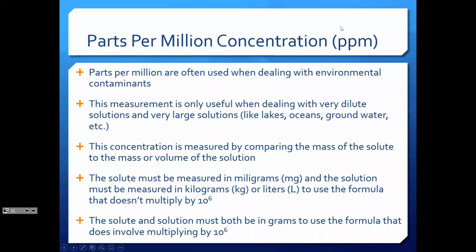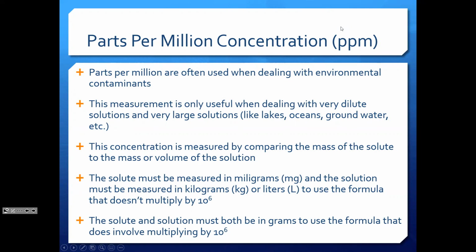The next type of concentration is parts per million, which is usually used when we're dealing with environmental contaminants. It's really only useful if you're dealing with really, really dilute solutions and very, very large solutions. So usually you're talking about things like lakes, oceans, groundwater supplies, that sort of thing.